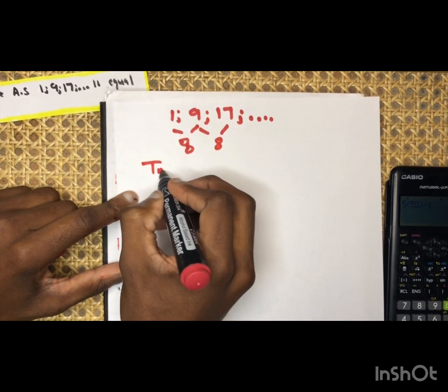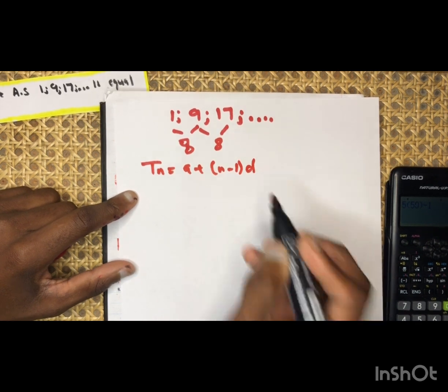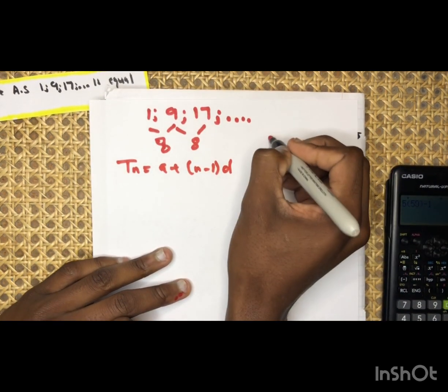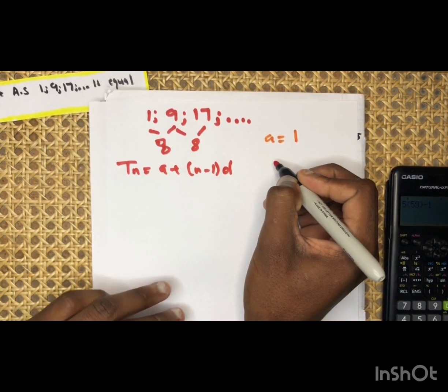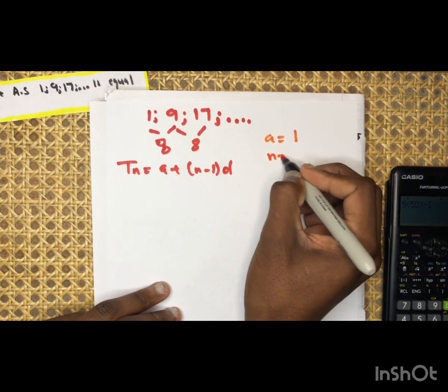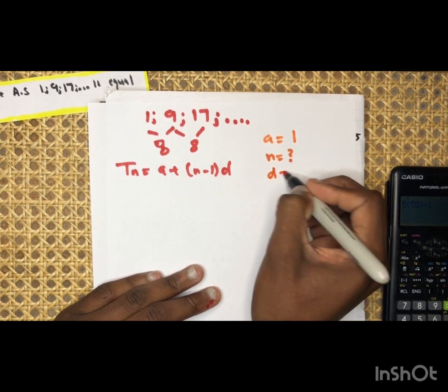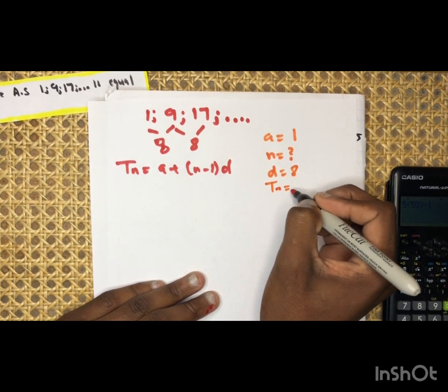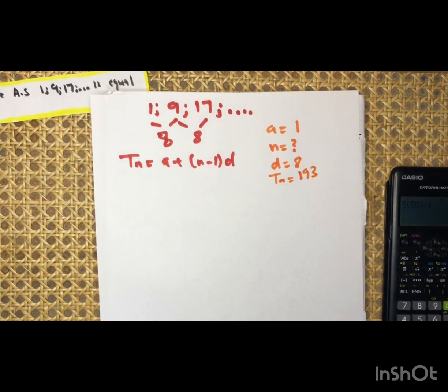Now, this is arithmetic. So I'm going to say Tn is equal to A plus n minus 1 times D. If you collect your data, what is your A? Yes, I hear you say your A is 1. What is your n? No, I don't know the number of terms. Your D is 8. Wow, this is beautiful. So your Tn is what? 193. That's good. So we just solve for what?